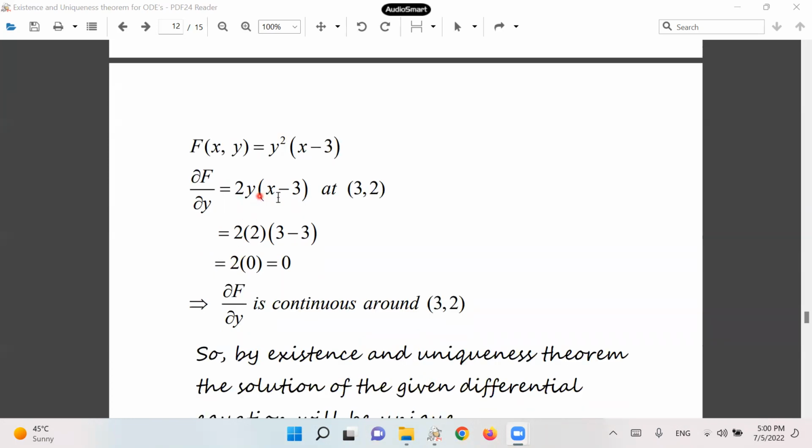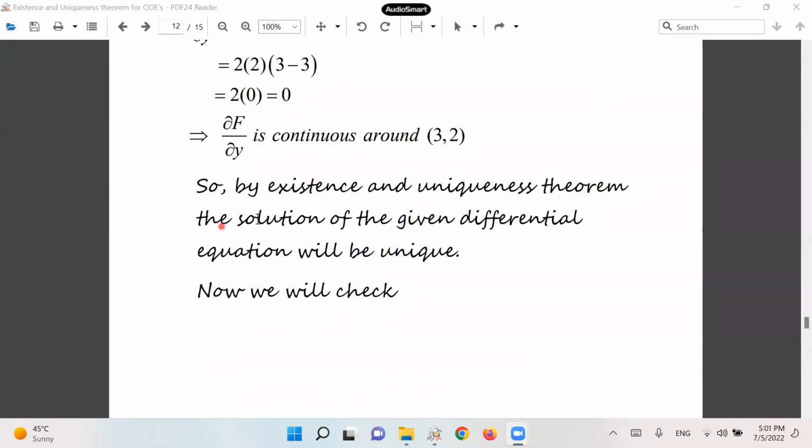So x minus 3, and after that we substitute the values of x and y, and in the end we get 2 into 0, which equals 0. This means that the partial f over partial y is also continuous around the point (3, 2). So by the existence and uniqueness theorem, the solution of the given differential equation will be unique. Now we are going to see whether the solution is unique or not. So we have to check also.